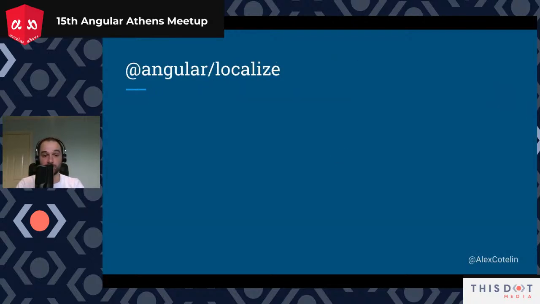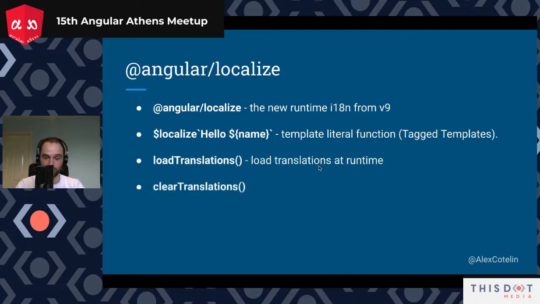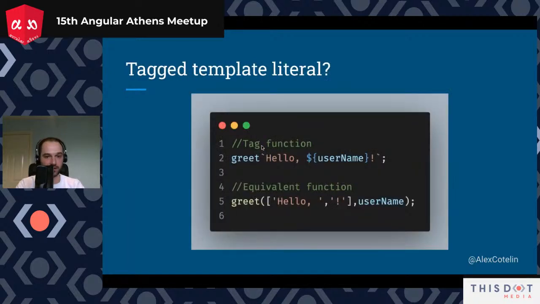So now we look at Angular localize. It became available with Angular v9 and Ivy. The way we use it, we have this template literal function, which is called localize, to translate strings in our components. And then we have load translations and clear translations when we want to load translations at runtime. So we'll see this in the code after. But before, let's see what this tagged template literal stuff is.